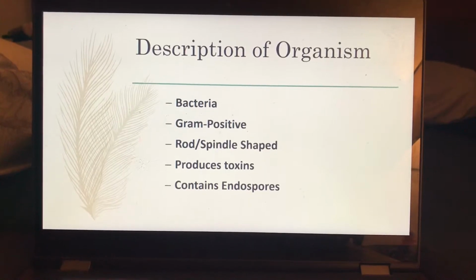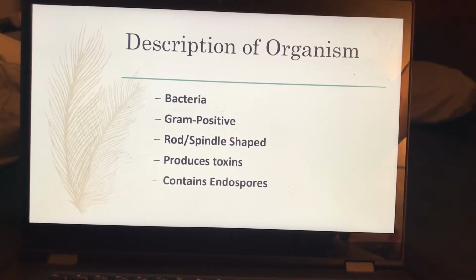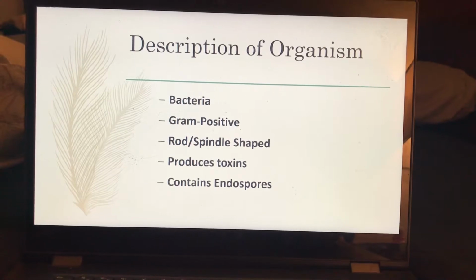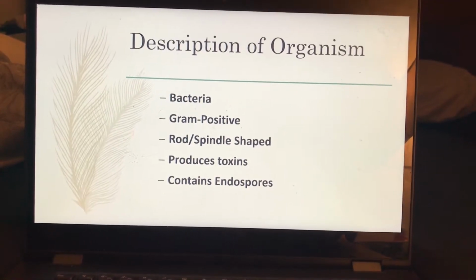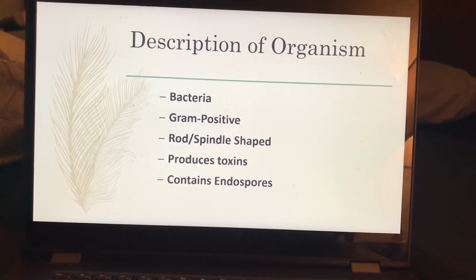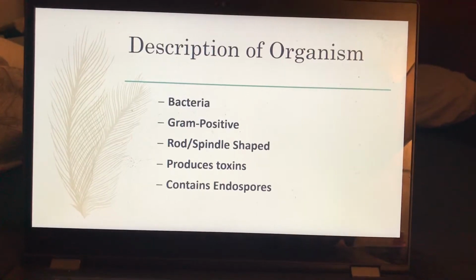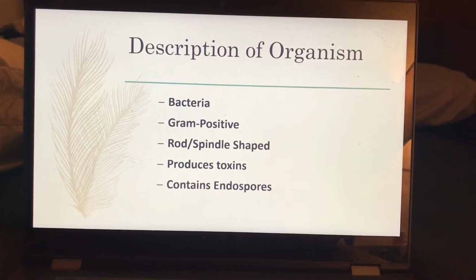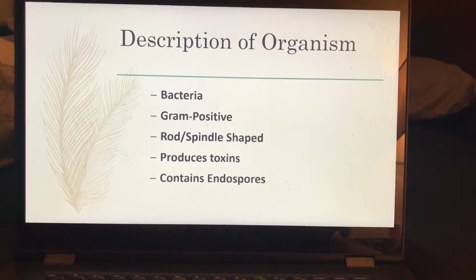C. diff is a bacteria that resides in your colon. It is gram-positive and rod spindle shaped. It produces toxins, toxin A and toxin B, which I will talk about more later, and it contains endospores, making it very resistant.